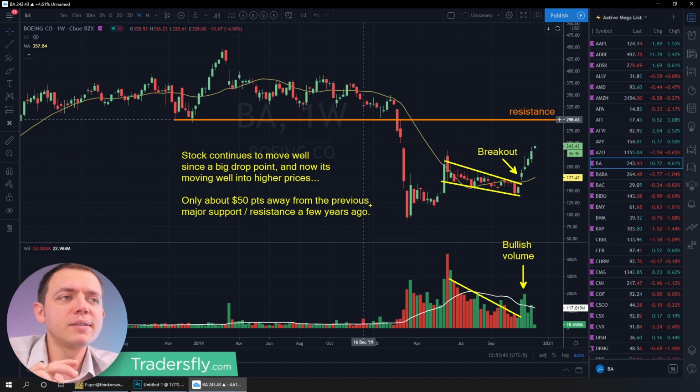People buying back into the hype, but it is starting to move back into higher prices again. And that's usually a good, healthy sign that things are coming back, at least for the stock.